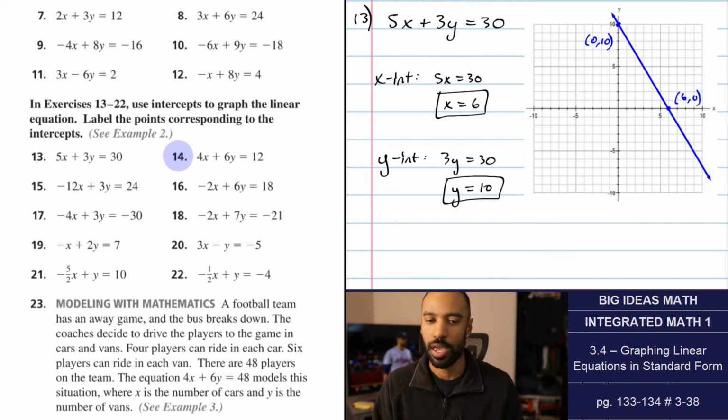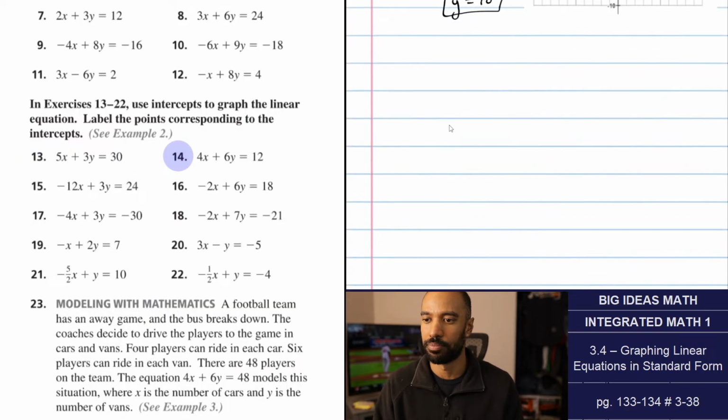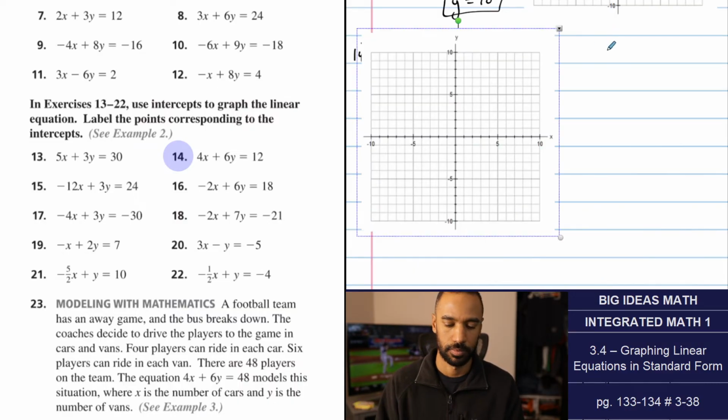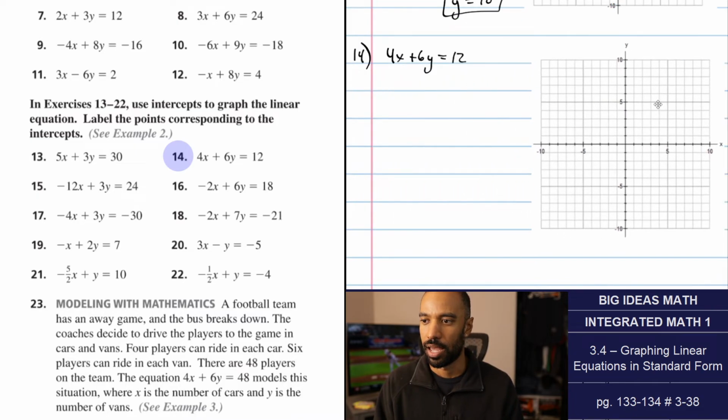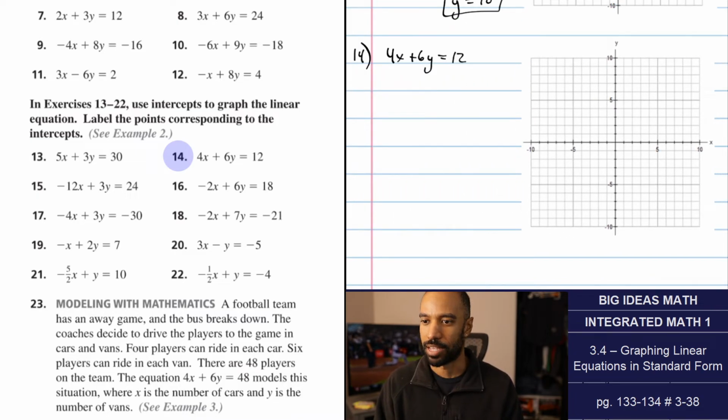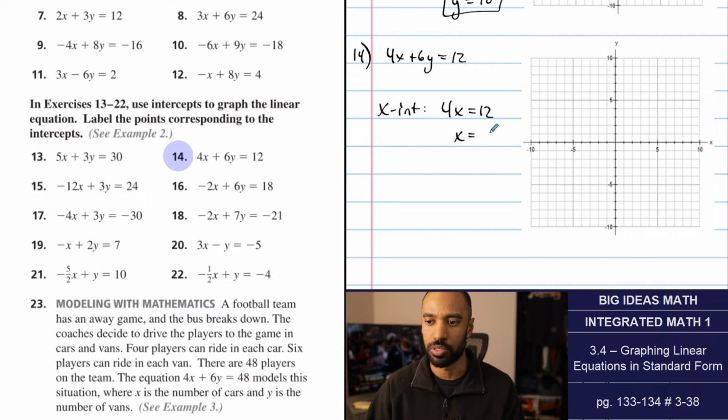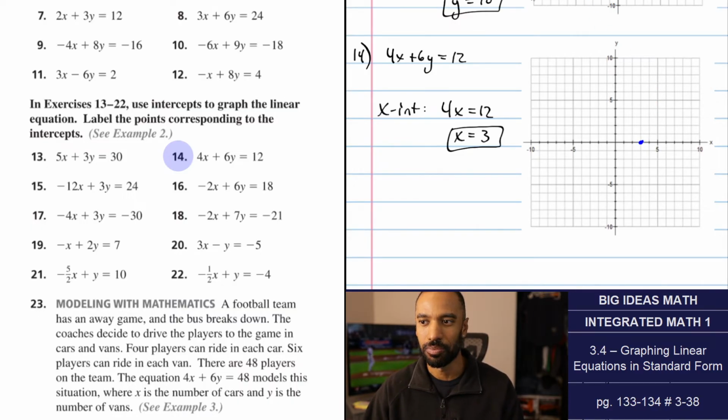Number 14, we have 4x plus 6y equals 12. And we're going to find the x-intercept and y-intercept. Our equation when y is 0 says 4x equals 12, and we can divide both sides by 4. 12 divided by 4 is 3. There's a point on our graph that's 3, 0, like this. I don't want to label yet because I don't know where the line's going to go. I'll know more when I do the y-intercept.